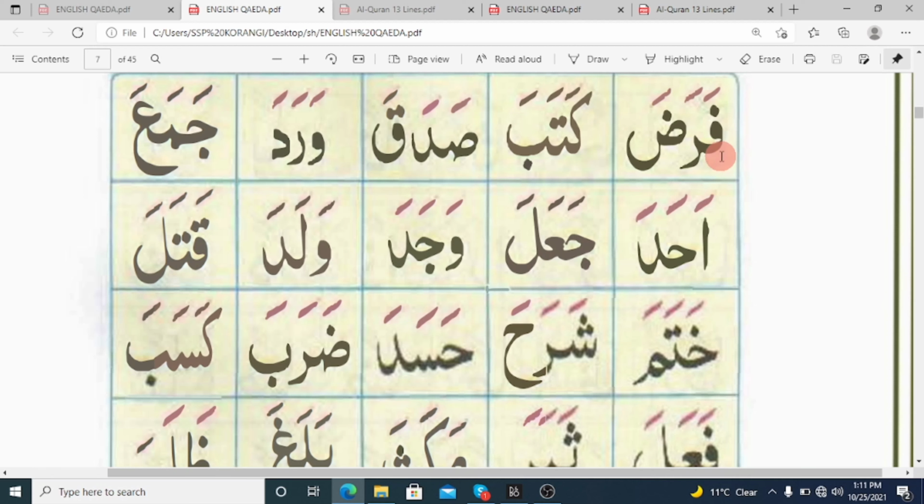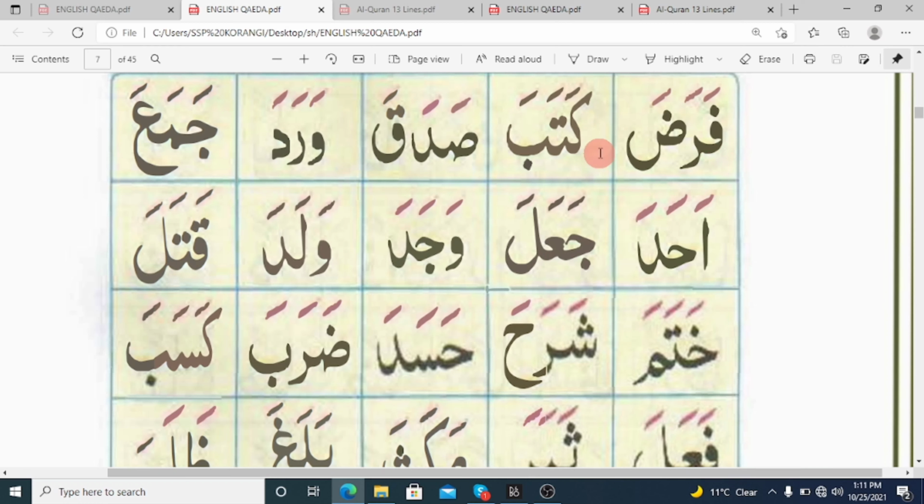Now we will join these two letters. Fa fatha fa, ra fatha ra, fa ra. Zaad fatha za, zaad fatha za, faraza, faraza.